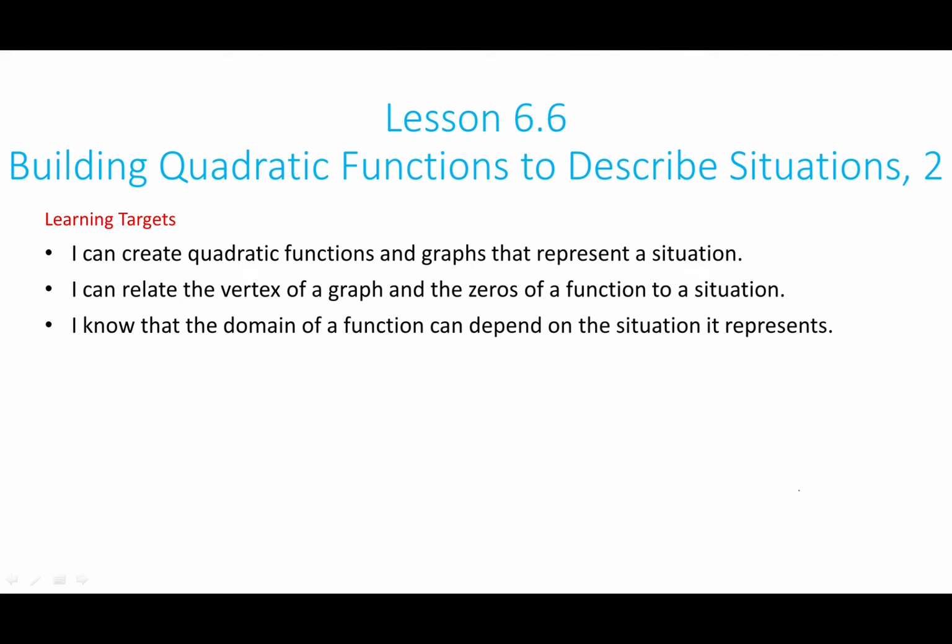So our learning targets for today are number 1, that you can create quadratic functions and graphs that represent a situation. Number 2, that you can relate the vertex of a graph and the zeros of a function to a situation. And real quick, the vertex of a graph is going to be the center point on the parabola. In this case, up here, this would be a maximum or the highest point of the parabola.